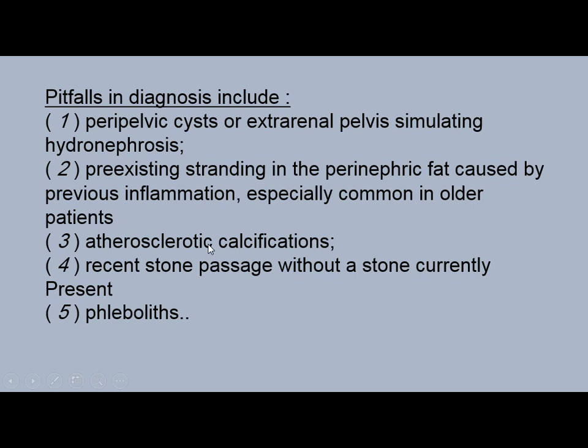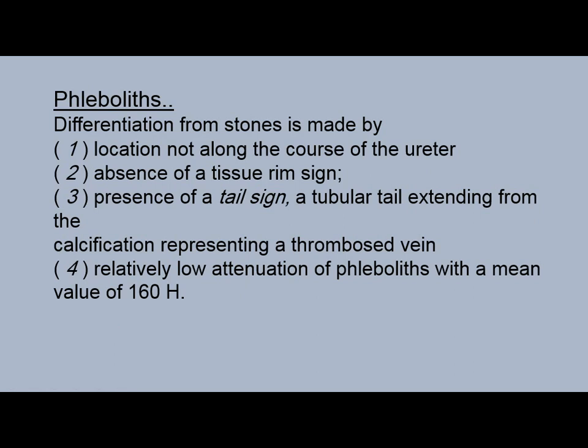Atherosclerotic calcification, phlebolith, recent stone passage without stone currently present. And finally, phleboliths. Not commonly, but sometimes they become problematic in the differentiation from the stone. Pointers to differentiation from the stone: first, the location is not along the course of the ureter. It's either away or inferior, it's not along the course of the ureter.